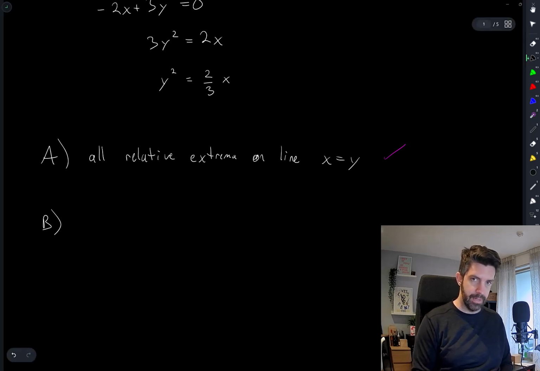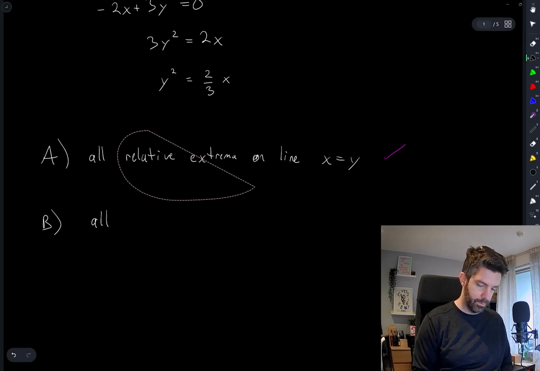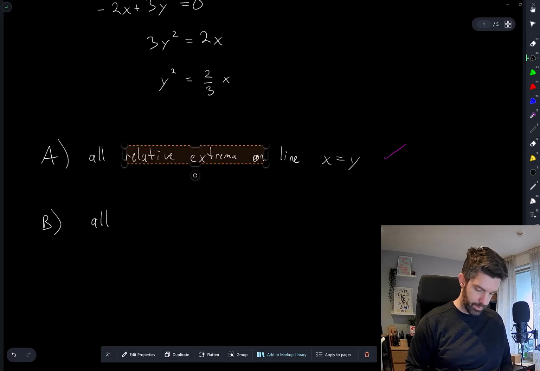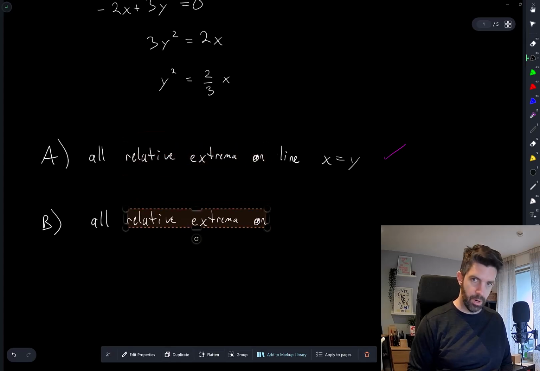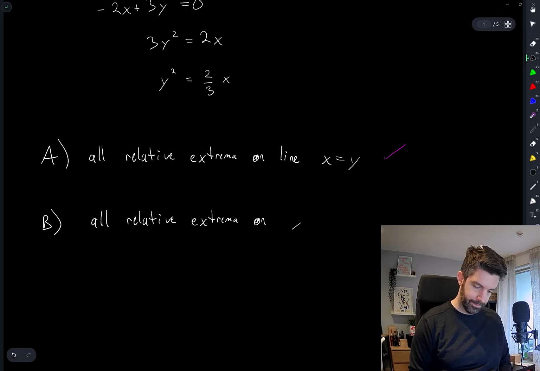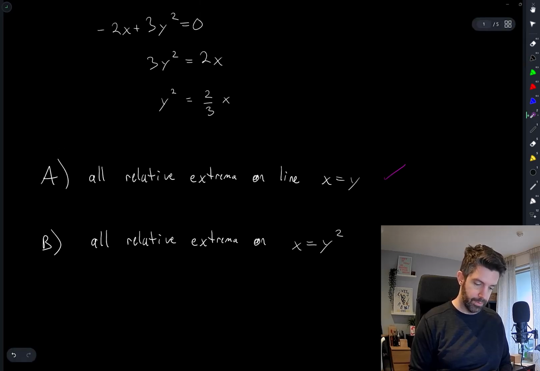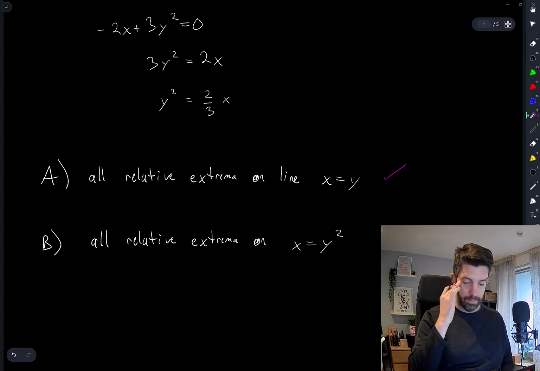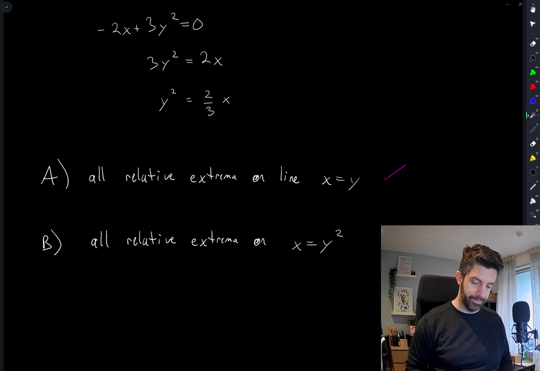So option B, it's the same thing, all relative extrema are on the parabola x equals y squared. So this is not going to be true. If this is the parabola that all the relative extrema have to lie on, yeah, it's the wrong parabola. That's not going to be necessary.